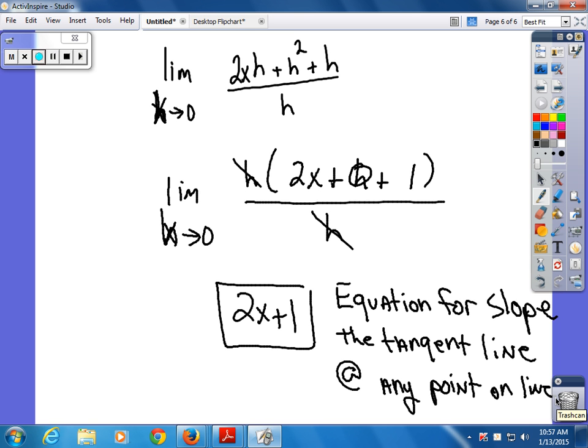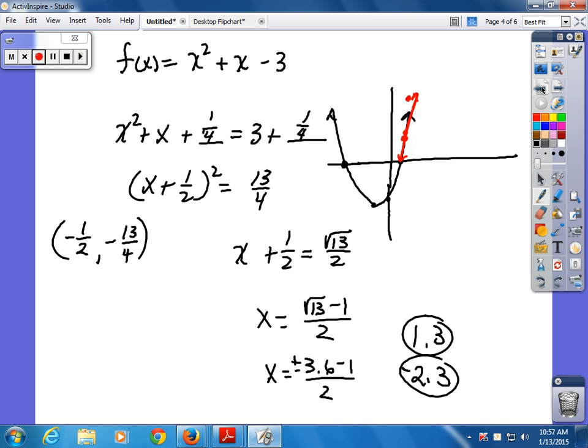So let's go back. We know it's 2x plus 1. Let's go back here. Let's say that this point right here, you know this is negative what? Negative 2.3. Let's go with negative 2. And x is equal to negative 2 is right here. I want to know the slope of that line right there, this black line, at x equal to negative 2.